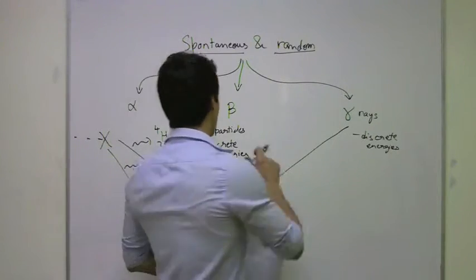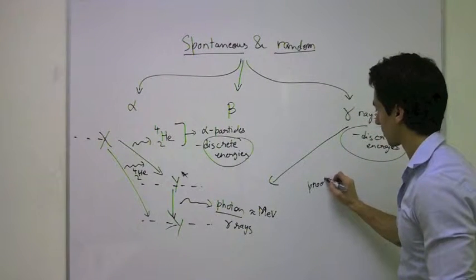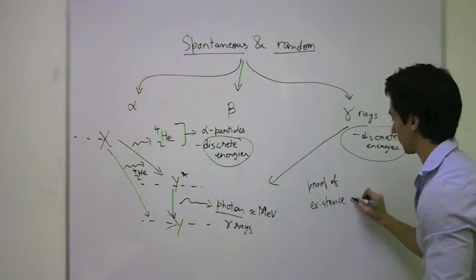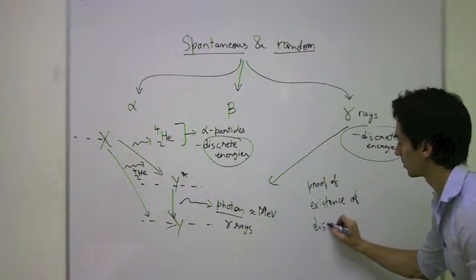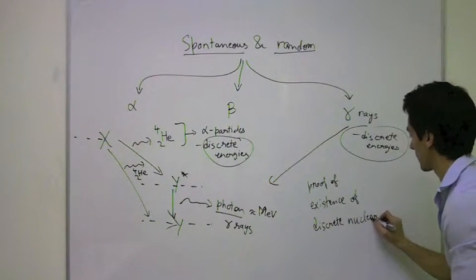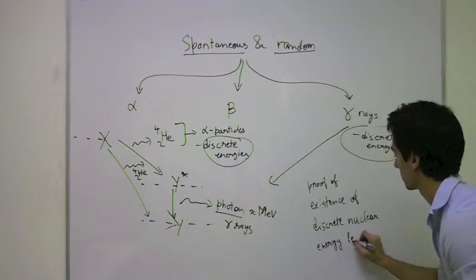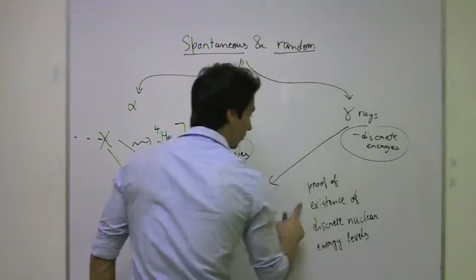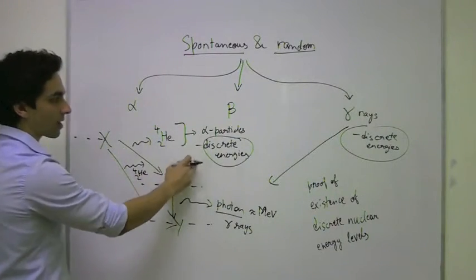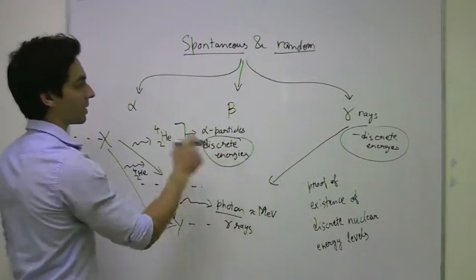Now this here and this here is a proof of existence of discrete nuclear energy levels. Okay, so this is important for the exams. The proof of the existence of discrete nuclear energy levels is the discrete energy spectrum of alpha particles or the discrete energy spectrum of gamma rays. Now that covers alpha and gamma.